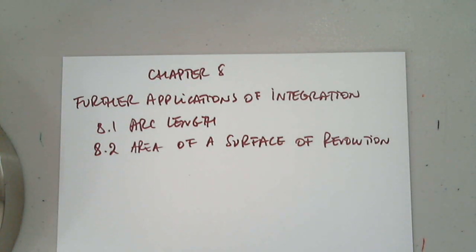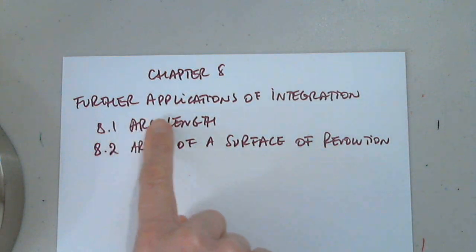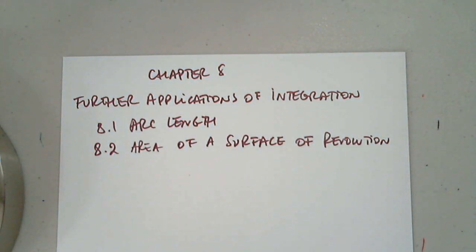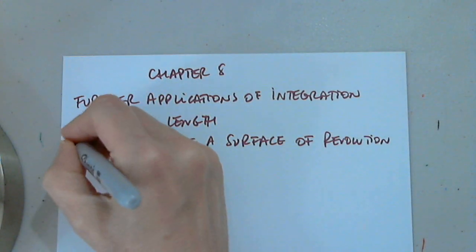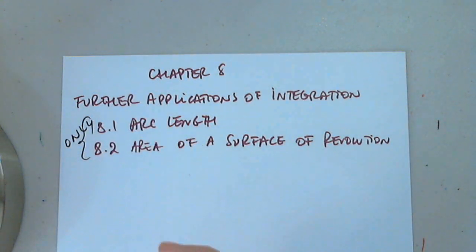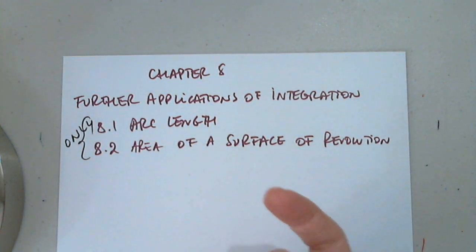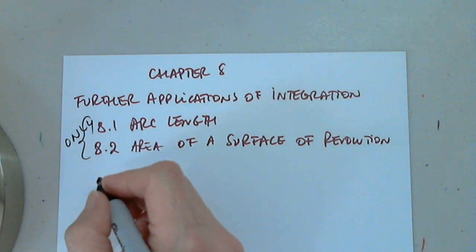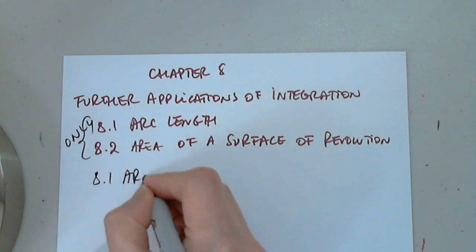Hello again. We're starting chapter 8, further applications of integration, and we are only going to look at two sections here: arc length and area of a surface of revolution. So 8.1, arc length.